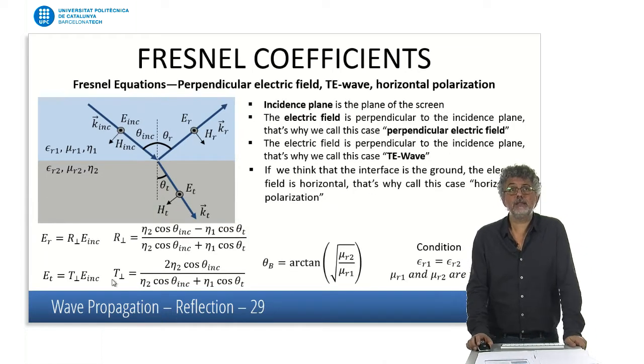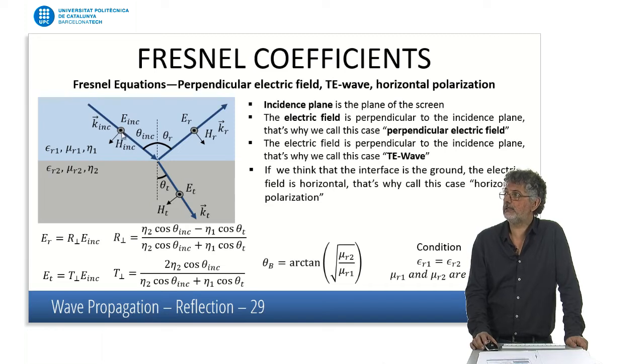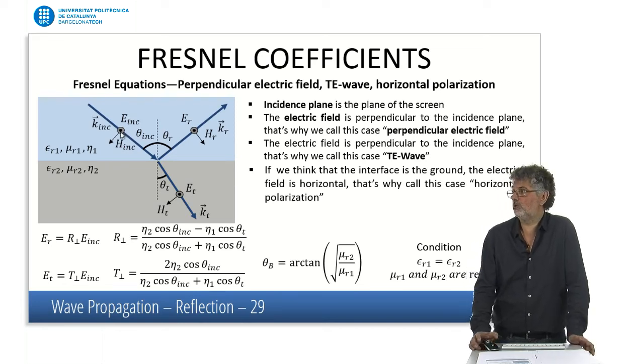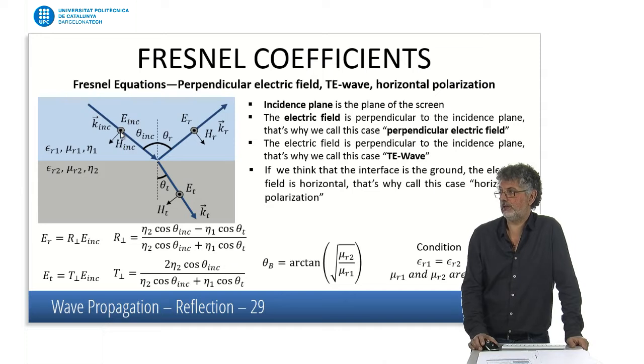The other case is what we call perpendicular electric field, TE wave or horizontal polarization. Notice that in this case, the electric field is perpendicular to the incident plane. This is why we also call this the TE wave case. And also, if you imagine that this is the ground, in that case, the polarization is horizontal. So this is why we also call that case horizontal polarization.